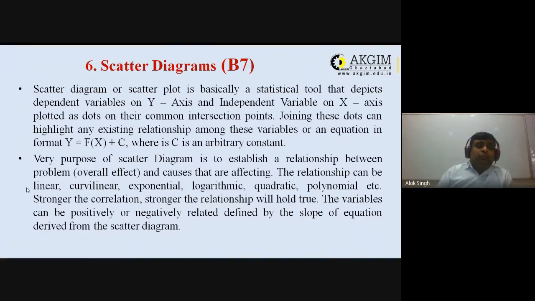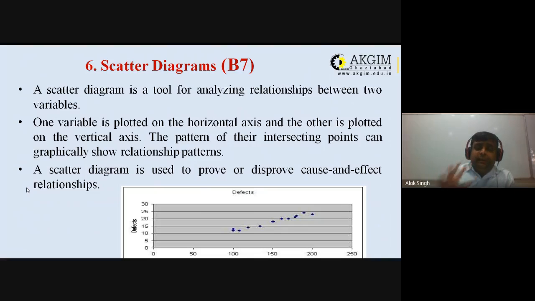So a scatter diagram or scatter plot is basically a statistical tool that depicts the dependent variable y and the independent variable on the x-axis. Plot as dots their common intersection points. Joining these dots can highlight any existing relationship among these variables, or an equation in the format y = fx + c, where c is an arbitrary constant. Basically, why are you using a scatter diagram? To see the trend of the data.